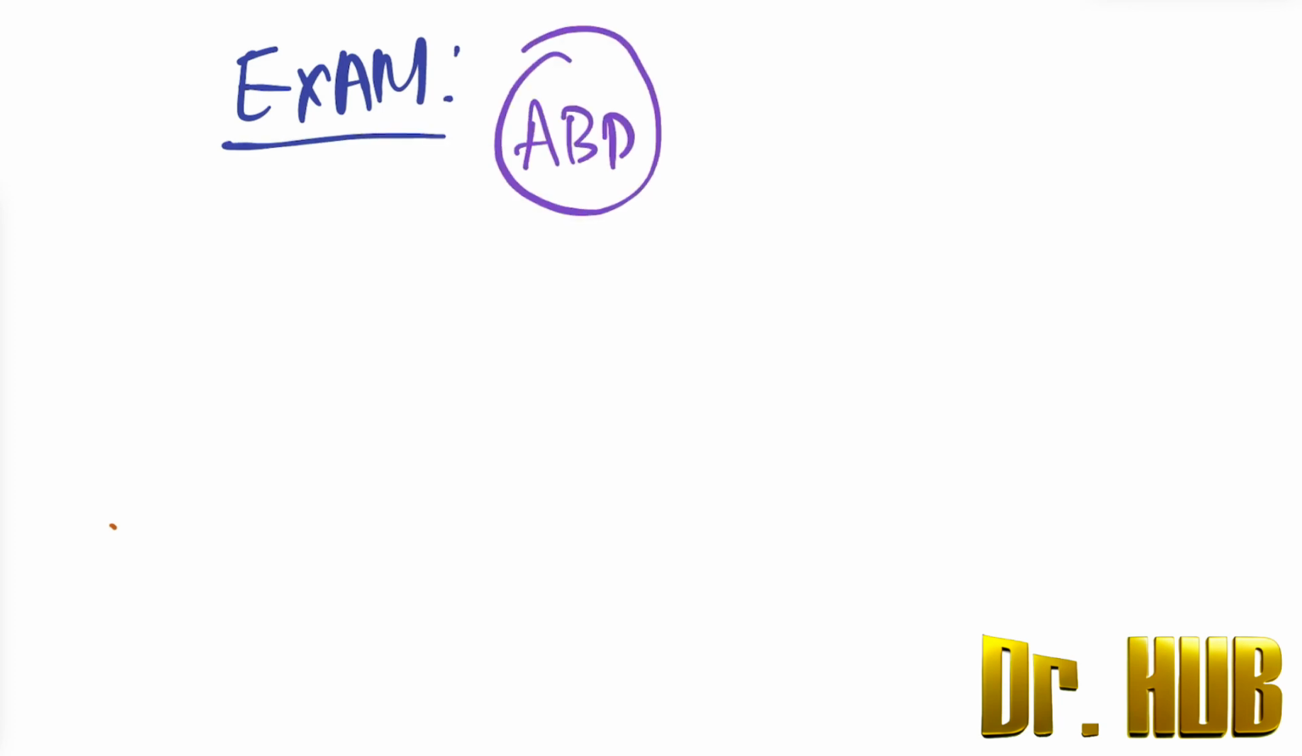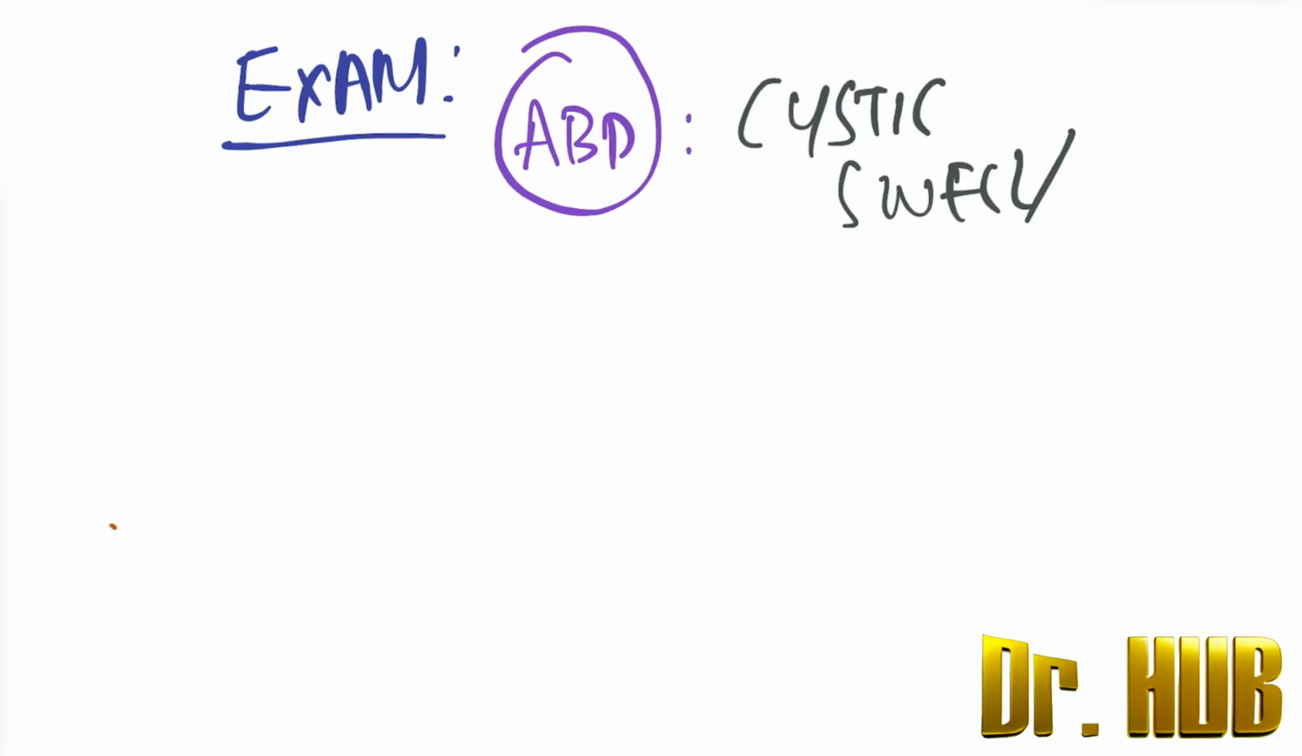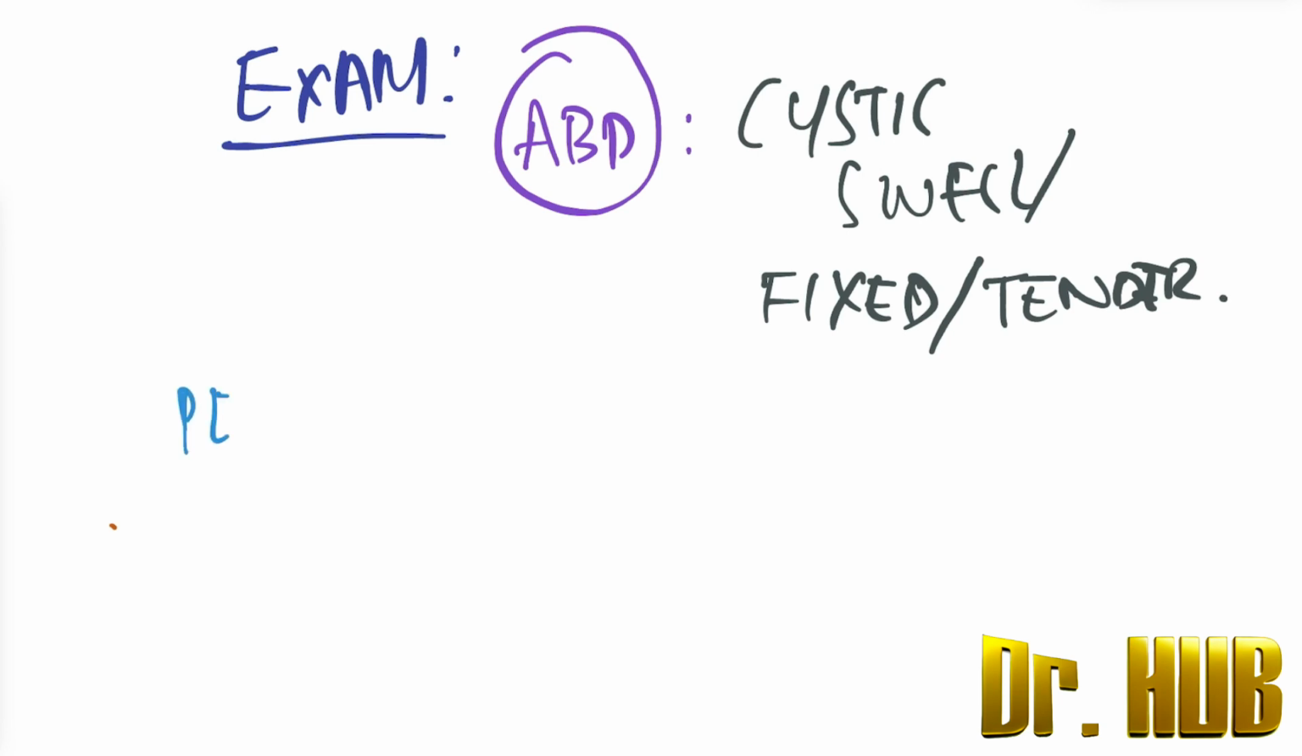Now let's look at some examination findings of endometriosis. Under examination findings, we look at the abdomen. The abdomen may show a cystic swelling, which can be fixed and tender. Next we look at the pelvis. Under the pelvis, there is a cystic tender mass.